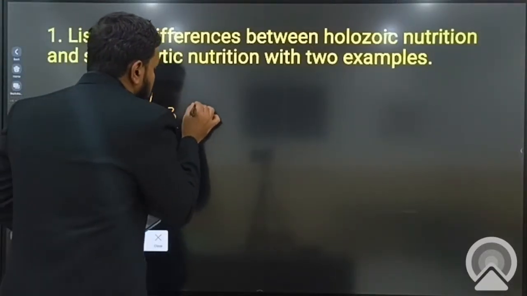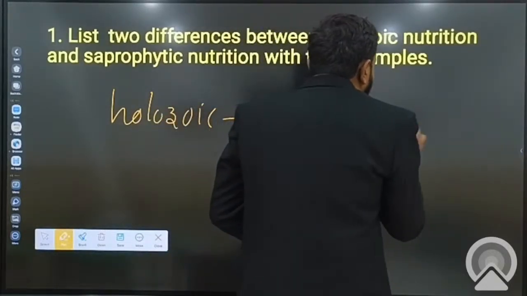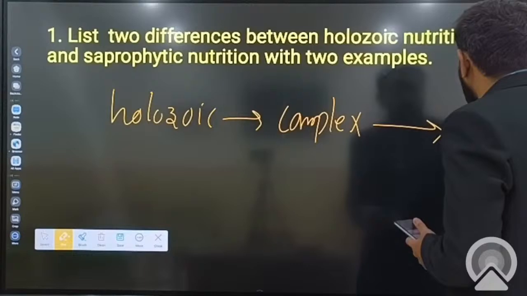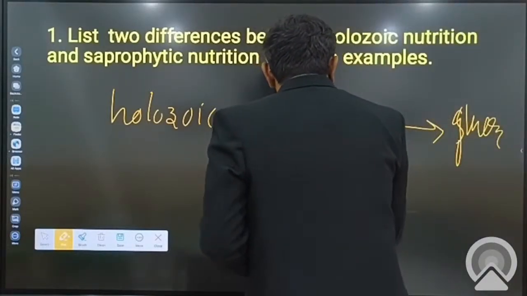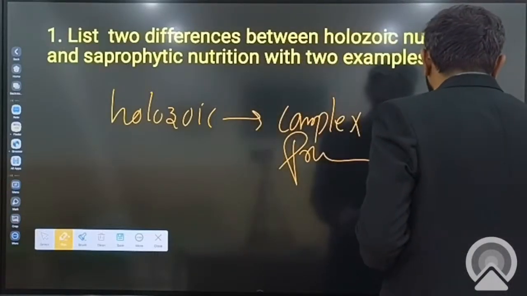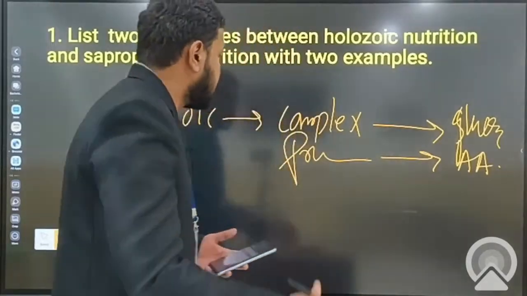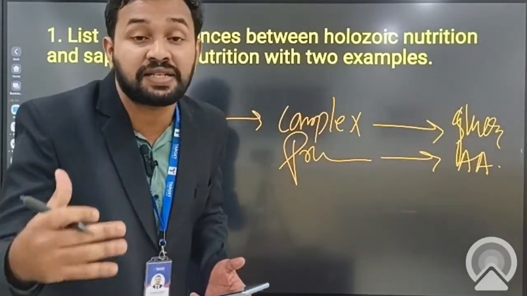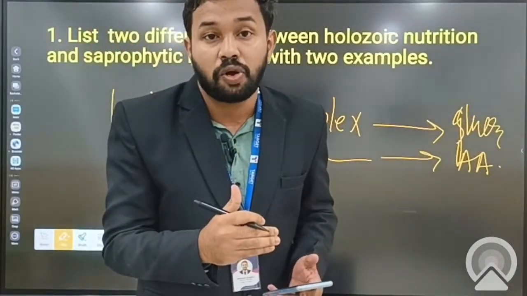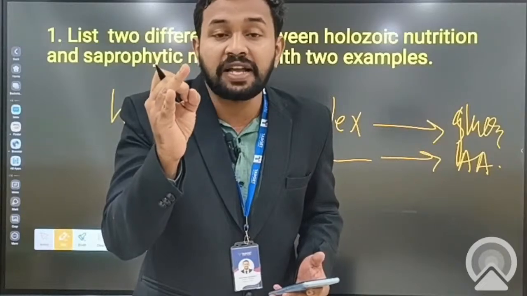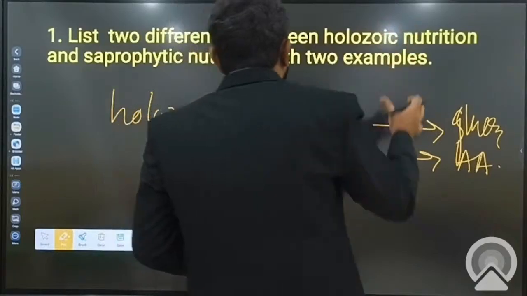In holozoic nutrition, complex carbohydrate molecules like starch are converted into simple molecules like glucose. Starch is converted into glucose, and proteins are converted into amino acids. The entire digestion takes place inside our body. In holozoic nutrition, multiple steps are present: ingestion, digestion, absorption, assimilation, etc. These are the steps of holozoic nutrition.